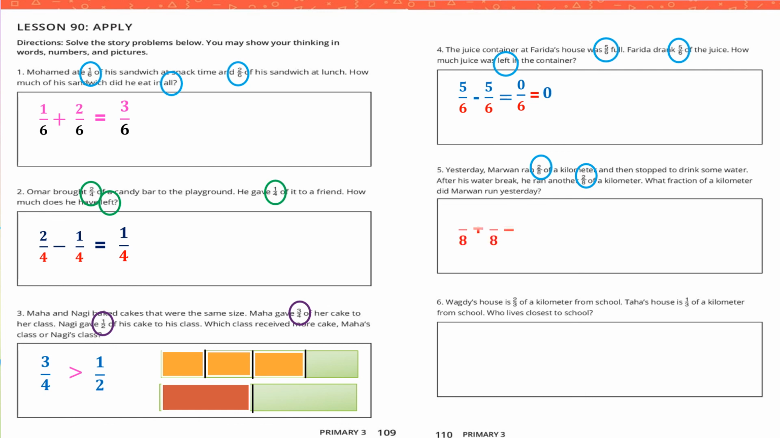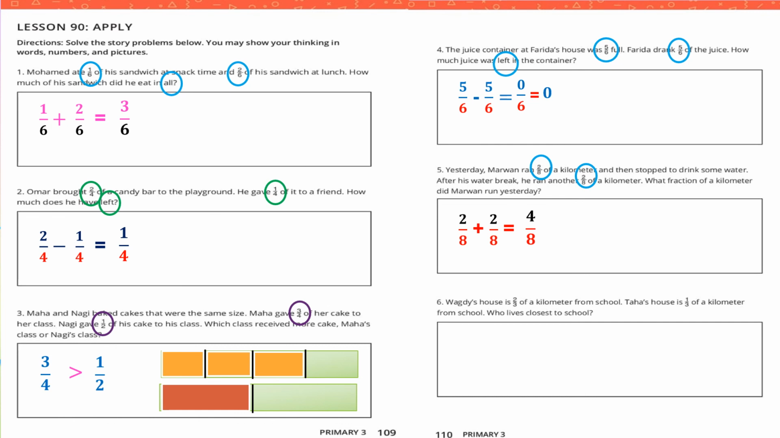So we must make addition. 2 over 8 plus 2 over 8. We have the same denominators, so put it as it is, 8 down. Up, 2 plus 2 equals 4. So the final result here is 4 over 8.